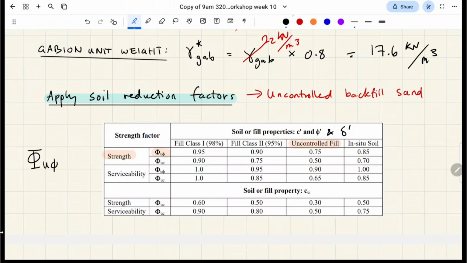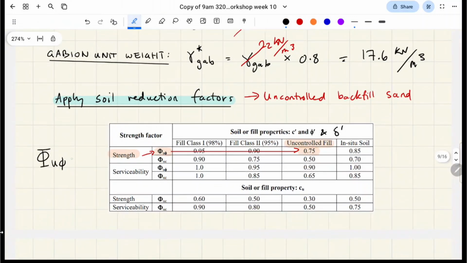This was described in the diagram in the question, right? Uncontrolled fill of sand. So we look at it like this, we go over, our value is going to be 0.75, okay? Yep. I know I explained the uncontrolled column, but that row, sorry, can you say that again? We know it's an uncontrolled fill column, but how do we know which row to use?